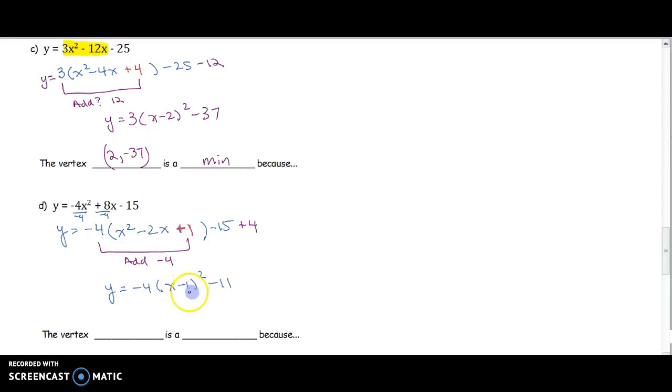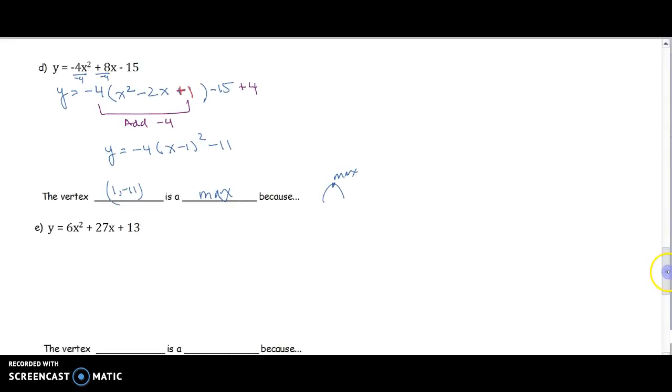My vertex is 1 comma negative 11. And this time, my negative 11 is my max. And why is it a max? Because my a is negative, so it opens down. So it's at a maximum output. When I input 1, I get a maximum of negative 11.